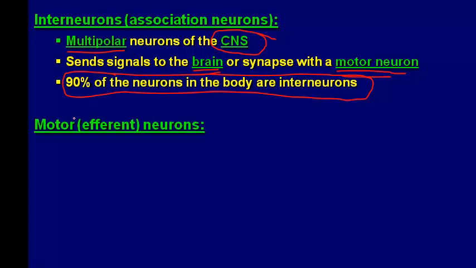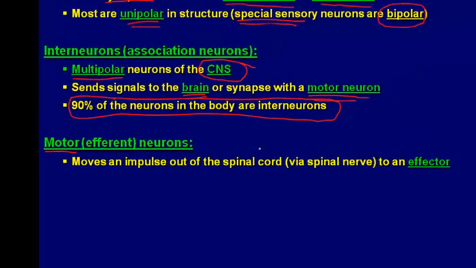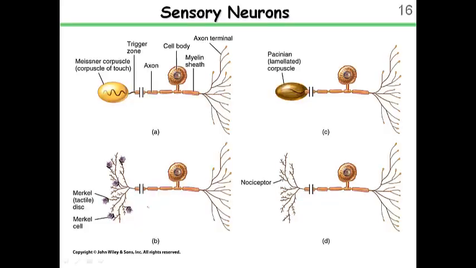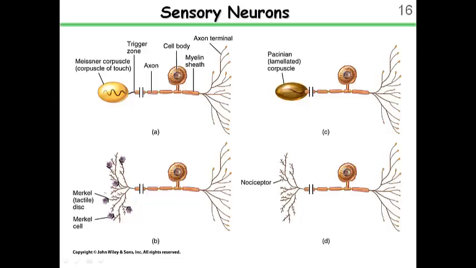Third functional category are the motors. The motor neurons are going to send the information from the central nervous system to an effector. So motor neurons are controlling your muscles, your glands. These are all structurally multipolar neurons, and again they're also known as efferent because we're leaving the CNS and going to an effector. So these are the three functional classifications.